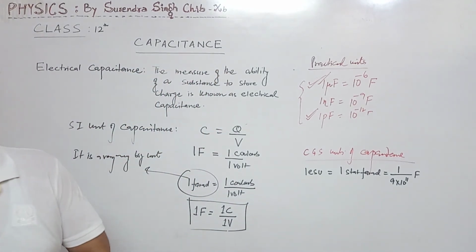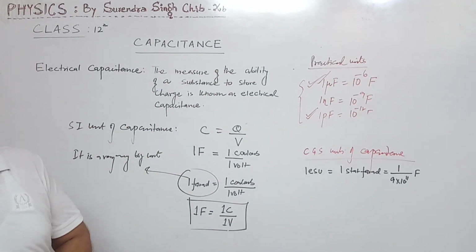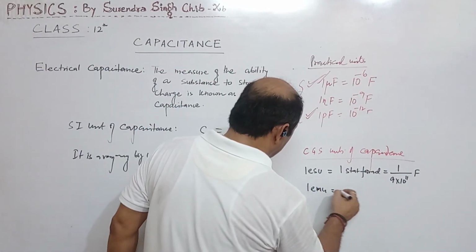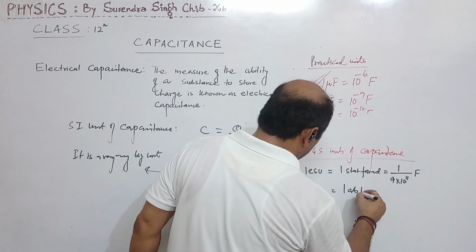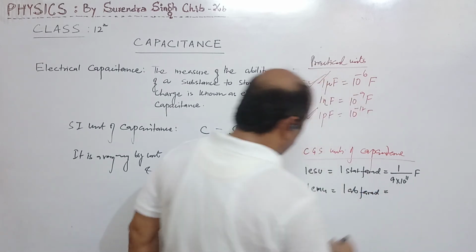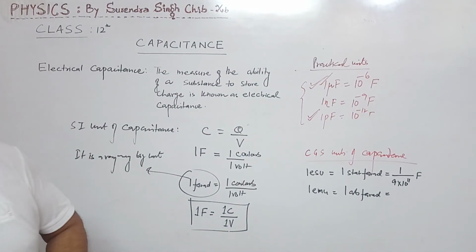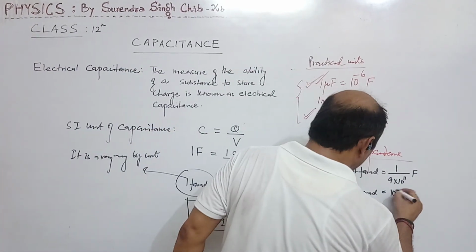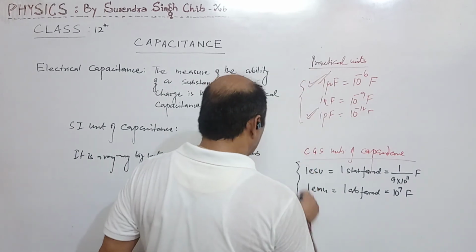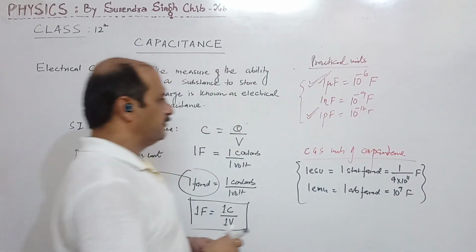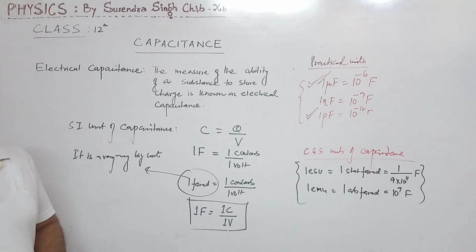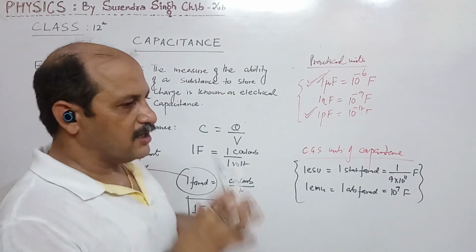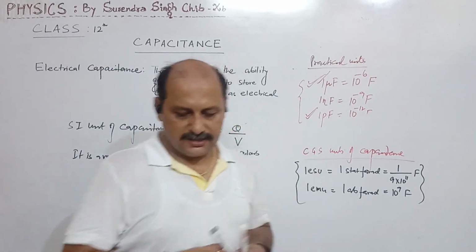If you want electromagnetic unit, the electromagnetic unit is ab farad. This is 1 ab farad, and 1 ab farad is equals to 10 raised to power 9 farad. So these are the units of capacitance. So what is a capacitor? Capacitor is a device that holds charge, that stores charge, that is called a capacitance.